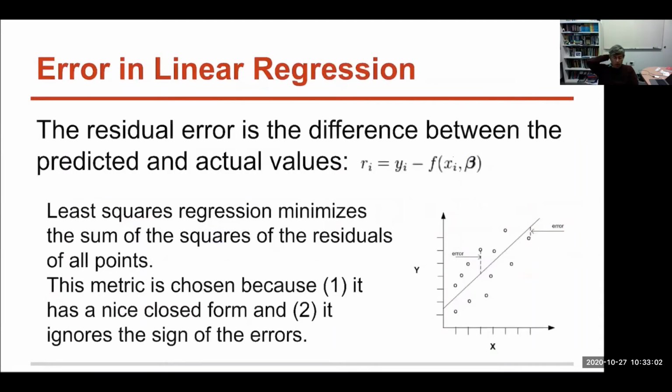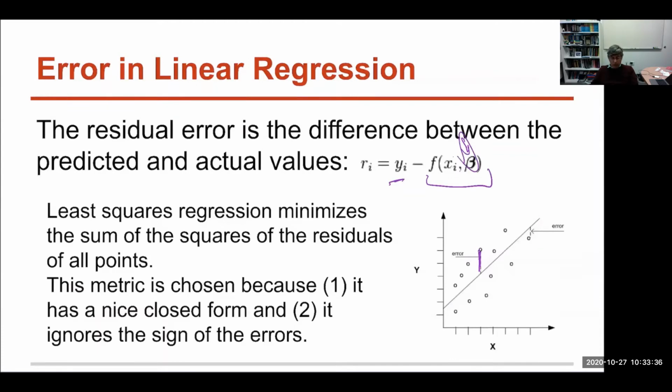So what is the idea in regression? In linear regression, when we have a line, we will say that the residual of a point against a line is going to be the error. It's going to be y sub i minus the predicted value of y as a function of x and the parameters of the regression line.